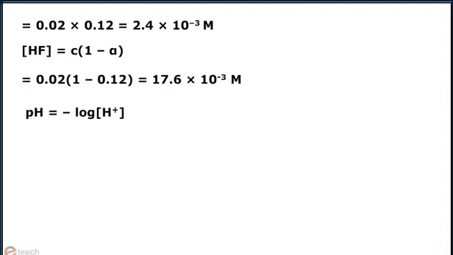Since pH equals minus log of H+ concentration, which is equal to minus log of 2.4 times 10 to the power minus 3, which on simplifying we get pH equals 2.62. Hence, we get the answer.